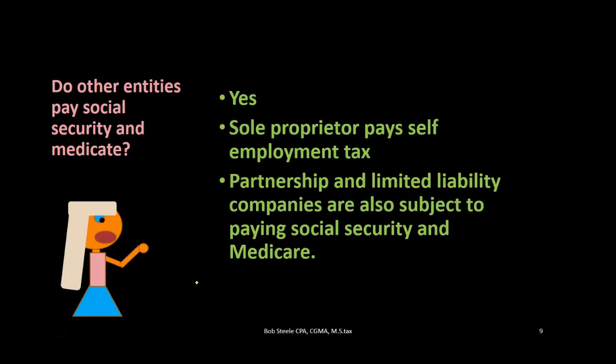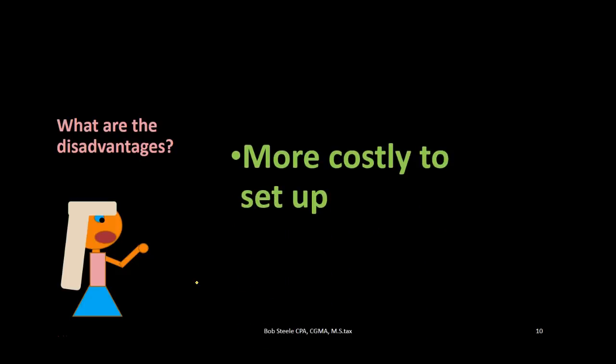Partnership and liability, a limited liability company. Oftentimes the choice is between a limited liability company and an S corporation. A limited liability company still has to pay the Social Security and Medicare as well. So again, even between those two, the S corporation has that as an advantage. What are the disadvantages? It's more costly to set up an S corporation. So let's just go through some of the costs.